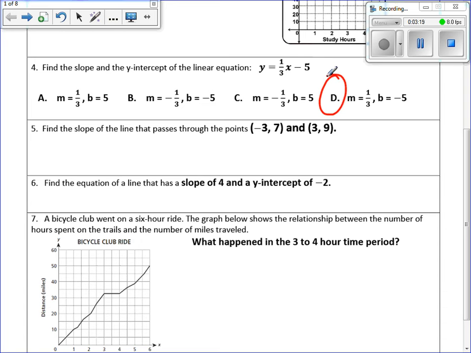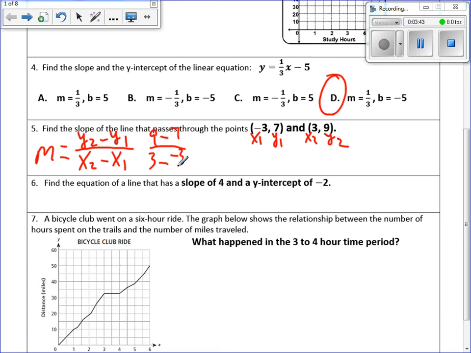Find the slope of the line that passes through the points (-3, 7) and (3, 9). Label it x1, y1, x2, y2. The slope formula is m equals y2 minus y1 over x2 minus x1. So that's going to be 9 minus 7 over 3 minus -3, which is really just 3 plus 3. If you wanted to write 9 minus 7 over 3 plus 3, that would also be correct. So that gives us 2 over 6, or 1 over 3.